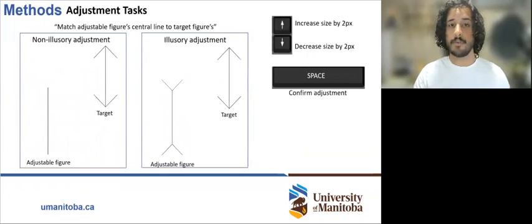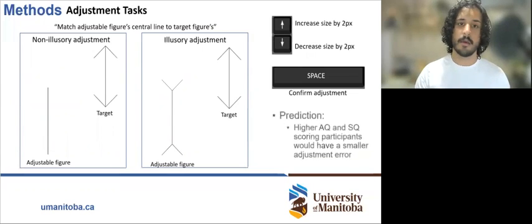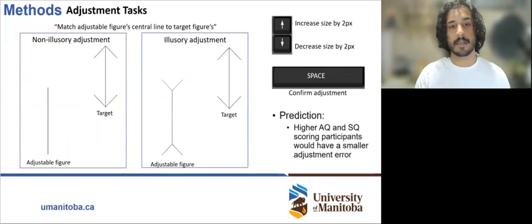We also used 2 perceptual adjustment tasks where participants' key presses changed the size of the figure to match its size to that of the target illusory figure. A plain vertical line was adjusted in Task 3, whereas a composite Müller-Lyer figure was adjusted in Task 4. We predicted those with higher autistic trait expression would adjust the figures with less error than those with lower expression.